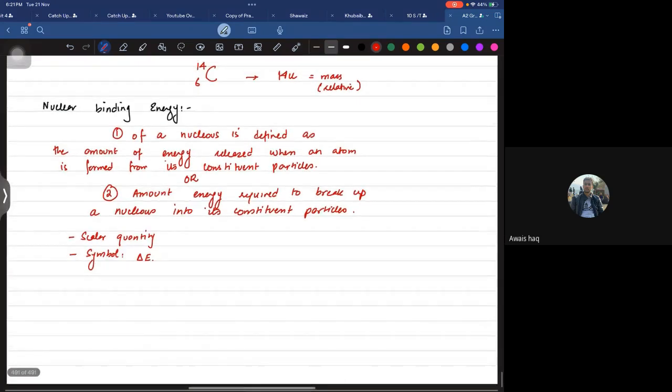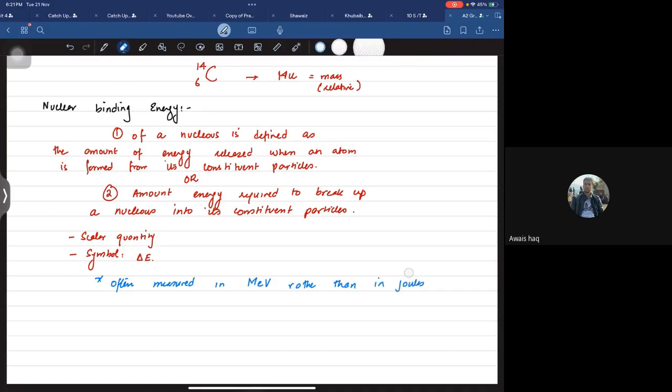Now, you would often find them in this particular unit. Let me write it down. Often measured in mega electron volts rather than in joules. Remember, this mega electron volt means that one electron volt is 1.6 times 10 raised to minus 19 joules. You might have done that in AS already. And one mega electron volt is 1.6 times 10 raised to power minus 13 joules. So often you would find the answers and values given like this. So do remember that.